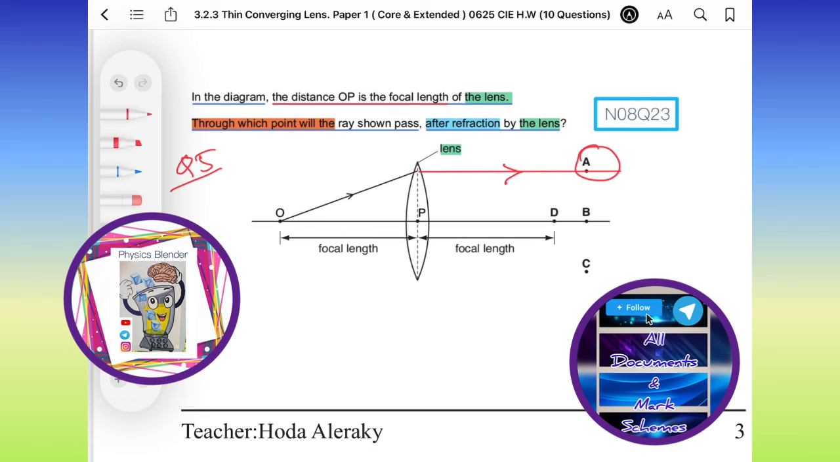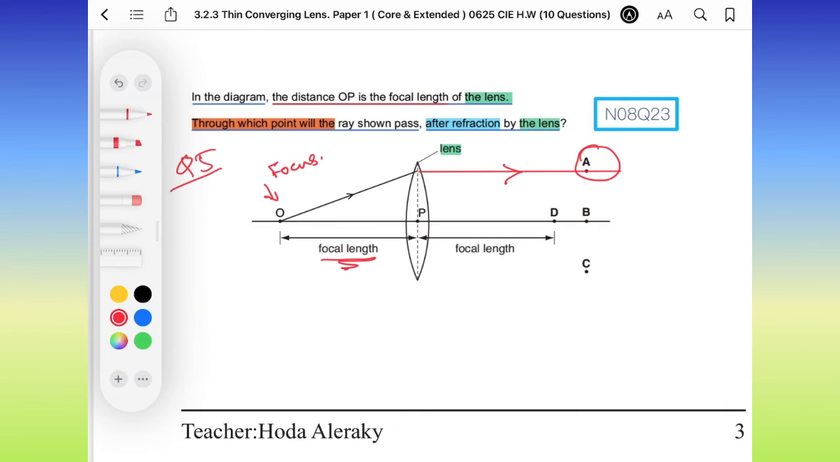Okay, this is the focus. Since focal length is indicated, you can find that the object is at the focus, and if you revise the cases, when the object is at the focus, the image will not be obtained because the rays will be parallel to the principal axis and will never intersect. Is it clear?